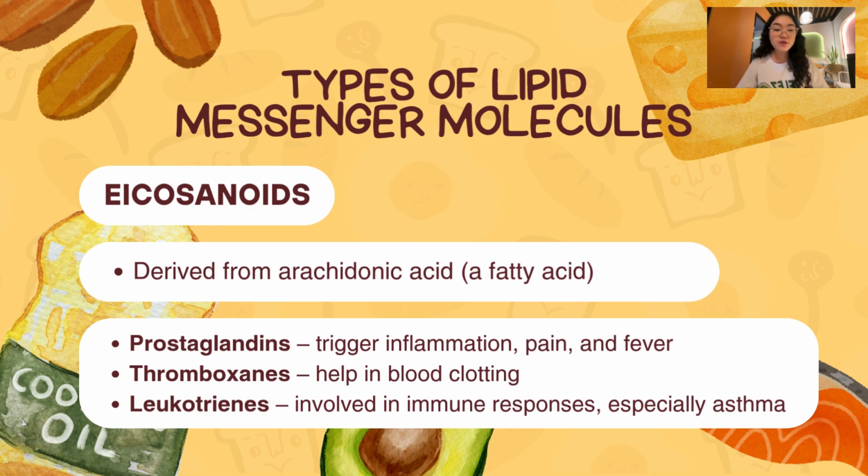Next, we also have the thromboxanes. These help in blood clotting. They are crucial when you get a cut. Lastly, we also have the leukotrienes. These are involved in immune responses and are especially active during asthma attacks. So next time you take a paracetamol or an anti-inflammatory drug, remember, it works by blocking these lipid messengers.